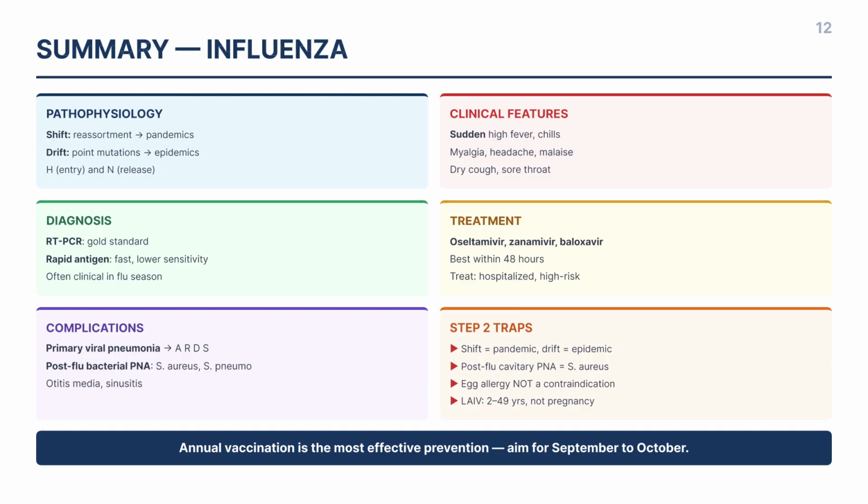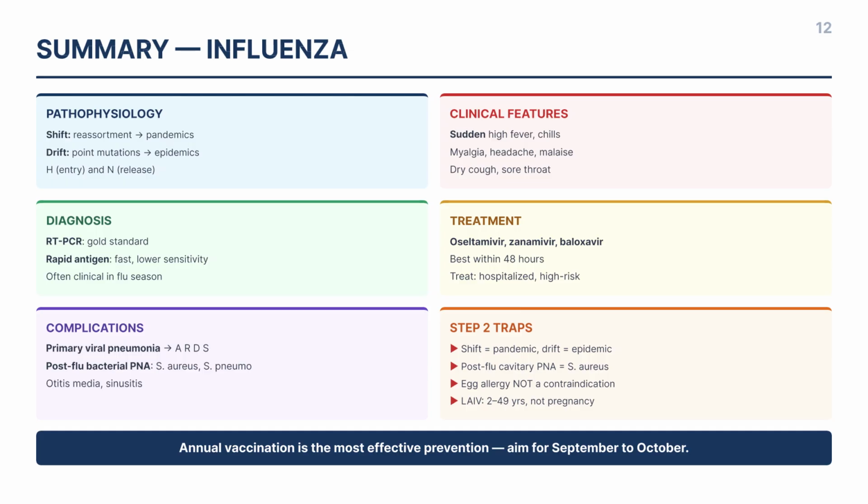Diagnosis: RT-PCR is the gold standard. Rapid antigen testing is fast but less sensitive. During flu season, diagnosis is often clinical. Treatment: oseltamivir, zanamivir, or baloxavir, ideally within 48 hours of symptom onset. Treat all hospitalized and high-risk patients regardless of timing.